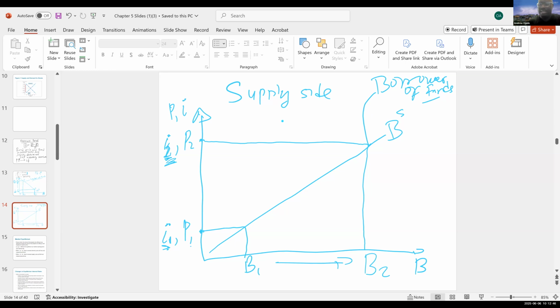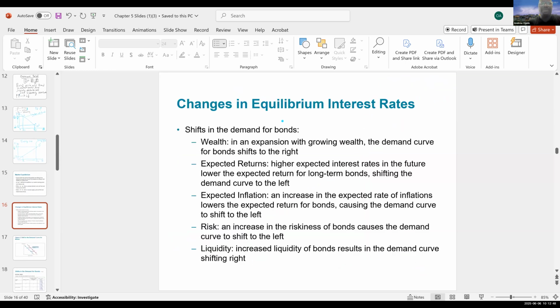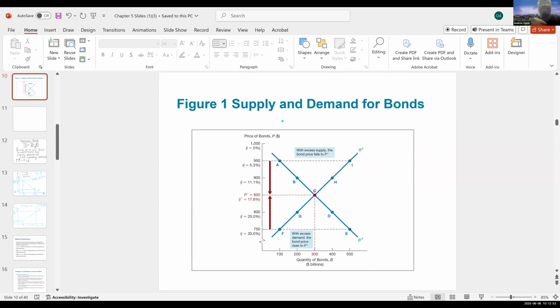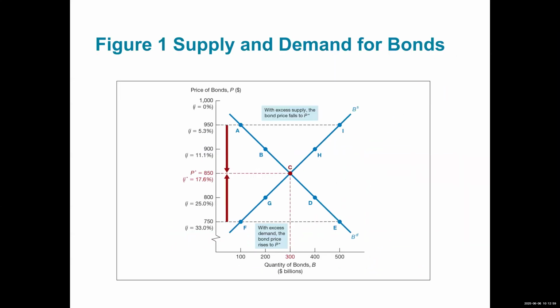So then what I did, I put everything, supply and demand, in an equilibrium, which is this graph here. Can you guys see this graph? Yeah. See, the bond supply curve is upward sloping, the bond demand curve is whatever.